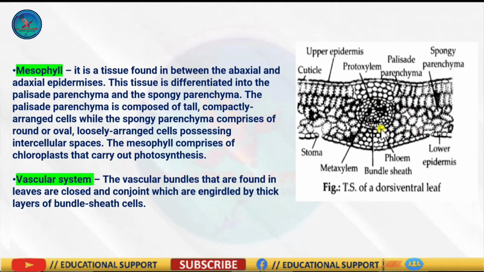The last one is the vascular bundles. Vascular bundles are generally found at the boundary between the palisade parenchyma and the spongy parenchyma. The vascular bundle in the midrib region is largest, and the vascular bundles are conjoined, collateral and closed.